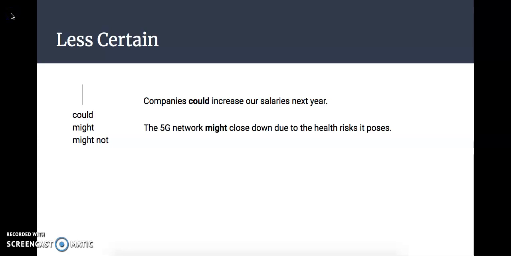The 5G network might close down due to the health risks it poses. Again, we're expressing here that there is a possibility that the 5G network might close down. Customers might not spend on non-essentials like they used to. Again, we're expressing a slight possibility that this could happen, as with all three sentences.